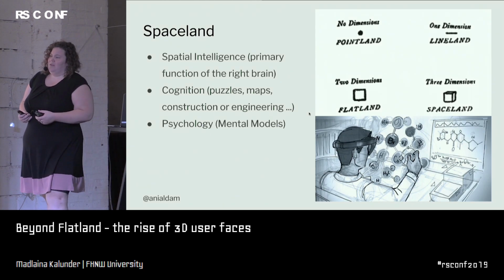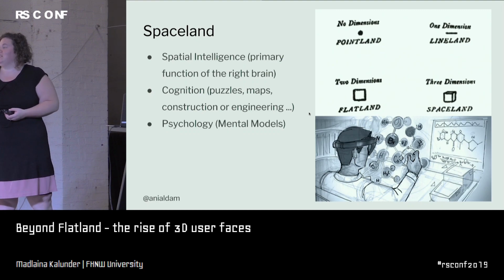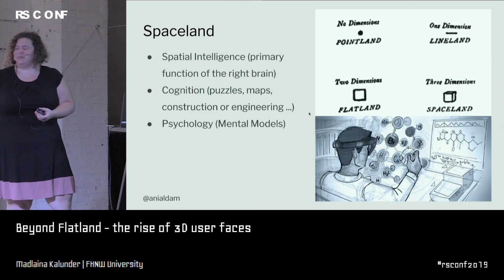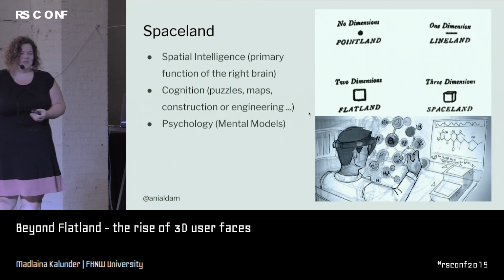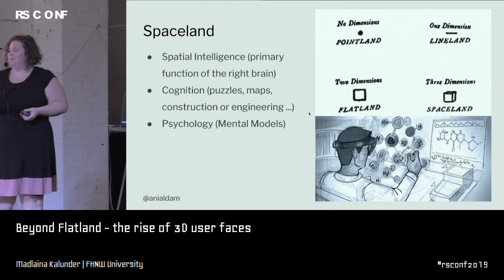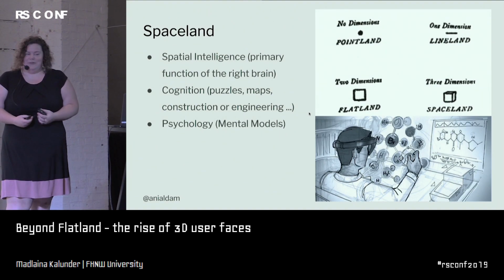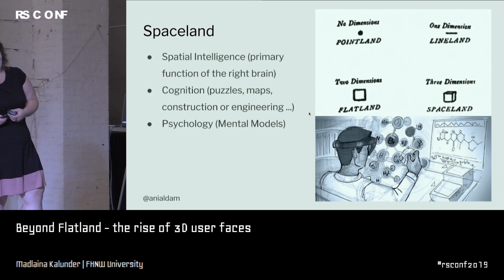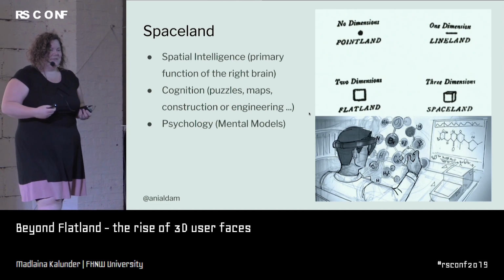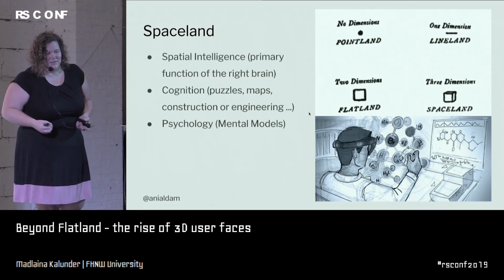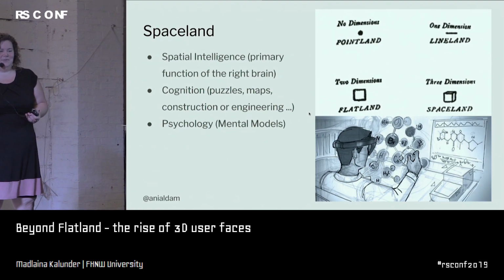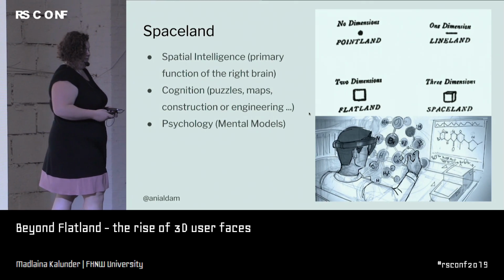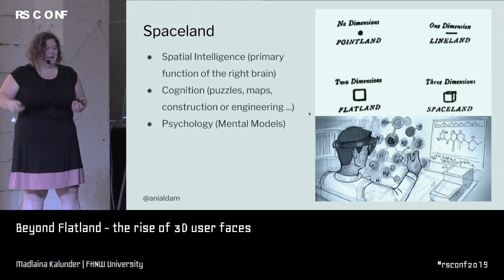But generally, we are living in Spaceland, every one of us, and we have the right part of our brain to help us with spatial intelligence. Actually, that is the primary function of the right brain. So it helps us with solving three-dimensional tasks. And I'm saying this because it's really important to know that at the moment, most of the applications we use completely ignore the fact that we are spatial beings and that we have a skill that is maybe really hidden.